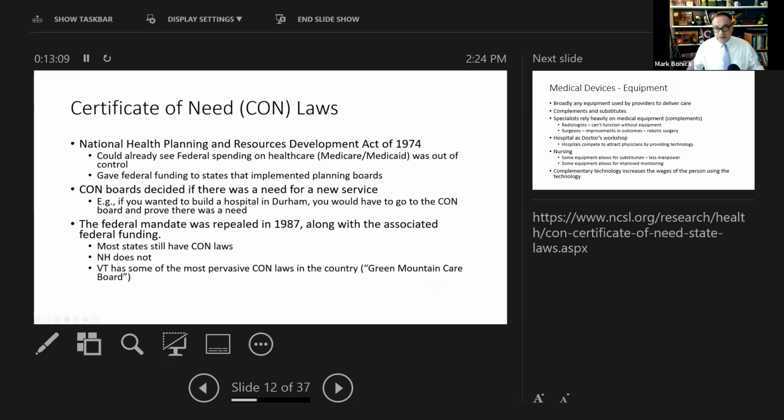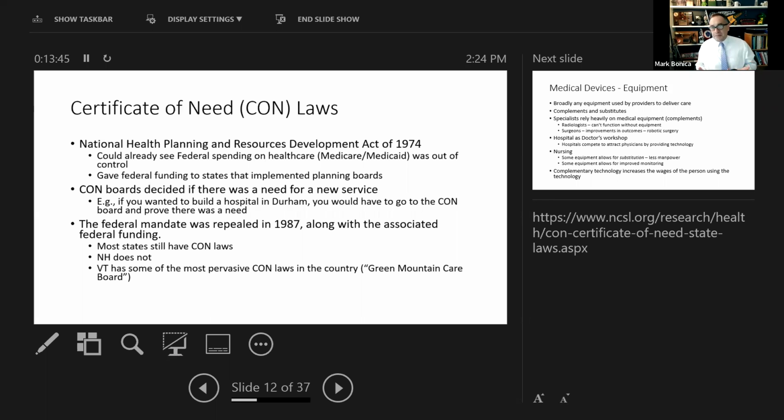All right. In line with discussions of rationing, in the United States, we're not a straightforward capitalist market-based economy. Most of healthcare is quite heavily regulated. There's a lot of government interference in healthcare. One example of rationing in the United States is this thing called a certificate of need law, or a CON law. These CON laws were created by the National Health Planning and Resource Development Act of 1974.